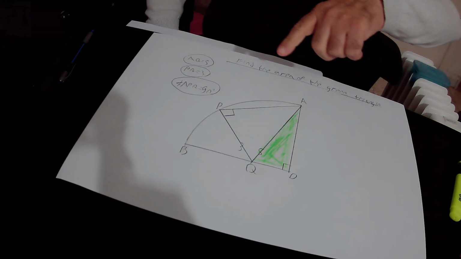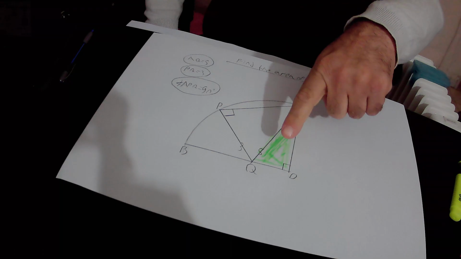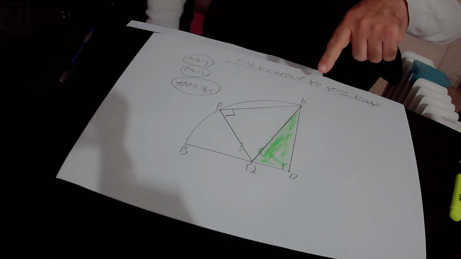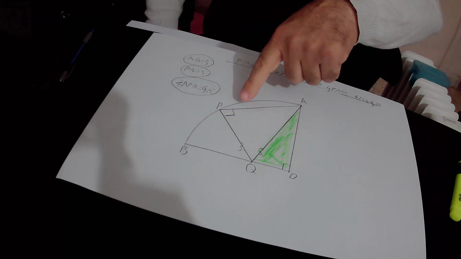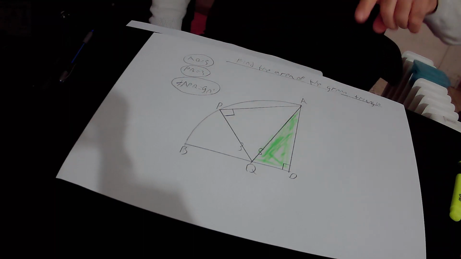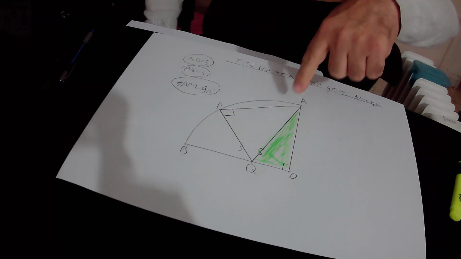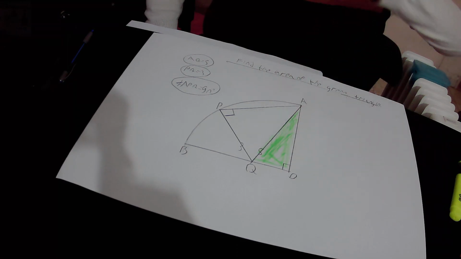Inside the quarter circle we have line segment PQ that is equal to 3 units. Line segment AQ equals 5 units, and this angle APB equals 90 degrees. Our mission is to find out the area of this green right triangle AQO.